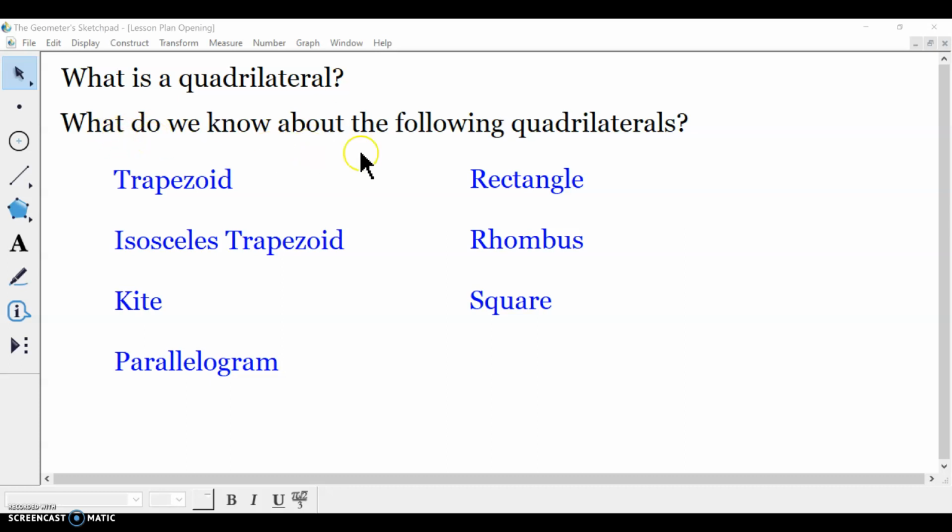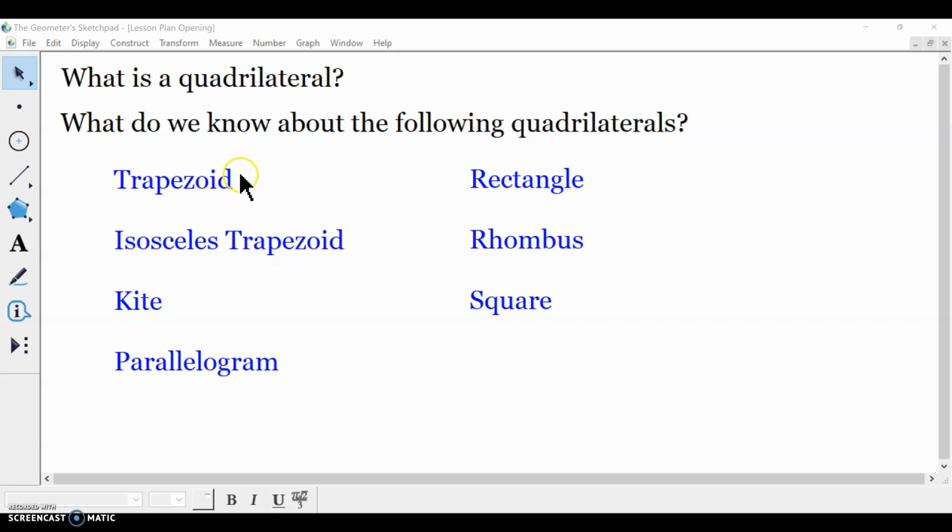What do we know about the following quadrilaterals? So today we are going to be looking at a trapezoid, an isosceles trapezoid, a kite, a parallelogram, a rectangle, a rhombus, and a square. And we will be finding the side lengths and the measure of all of the angles of each of these figures. And then we will be drawing conclusions on the number of parallel or perpendicular lines.